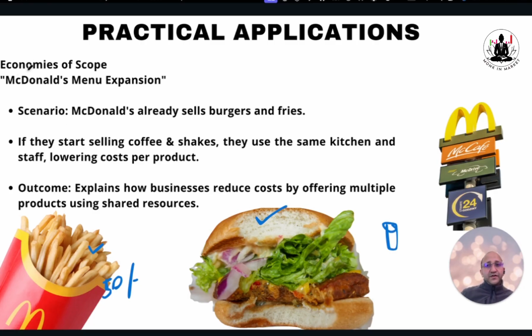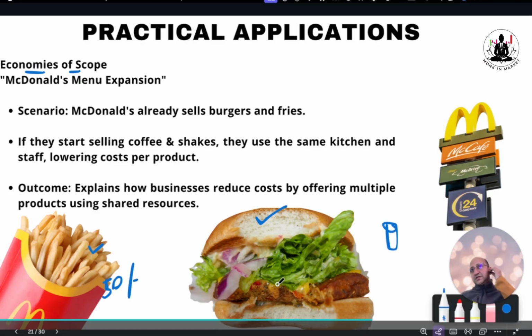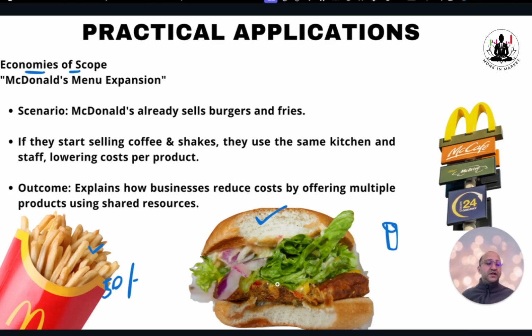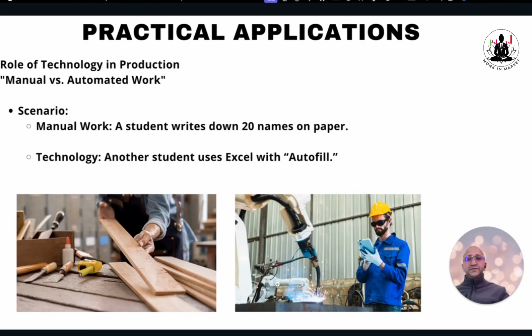So what is happening over here? Economies of scope. They are adding more products, and those more products consumers will be buying. It will become a diverse thing, and they will be earning more. I hope this is clear. So we are complementing more products along with a single product. I hope this is clear to everybody.